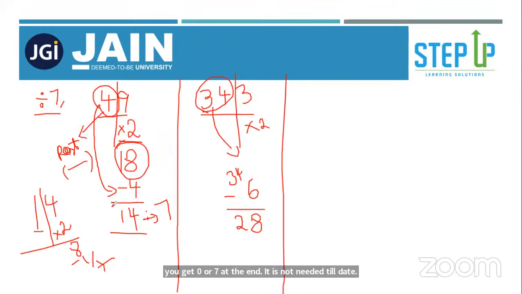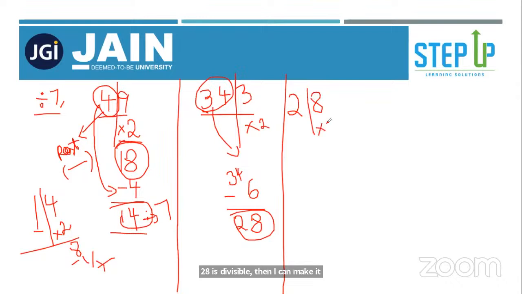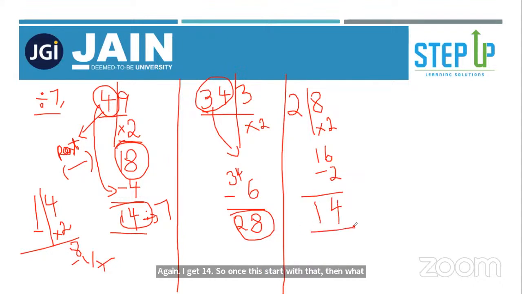I know 14 is divisible by 7. That means 49 is divisible by 7. I know 28 is divisible by 7. That means 343 is divisible by 7. I can stop in between. If I don't know, I can keep going. If I still don't know whether 28 is divisible, then 8 times 2 is 16. The rest is 2, subtracted from 16. Again, I get 14. So once you start with that, whatever number you get, it will be divisible by 7 only.